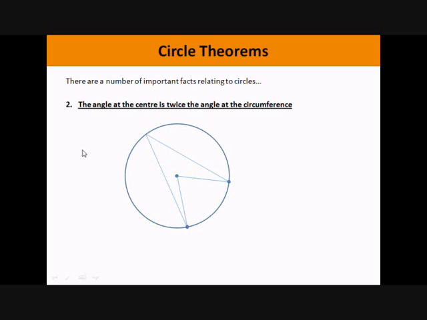And this theorem says that the angle at the center is always twice as big as the angle at the circumference. So if the one on the edge is x, the one in the middle will be 2x, twice as big. Looking at this one, perhaps it could be that x is 40, and then the angle in the middle is 80.